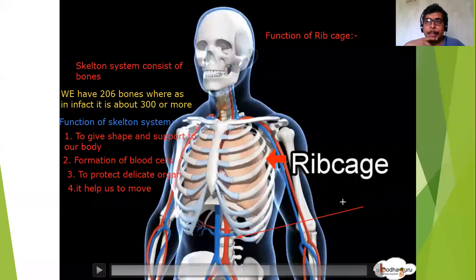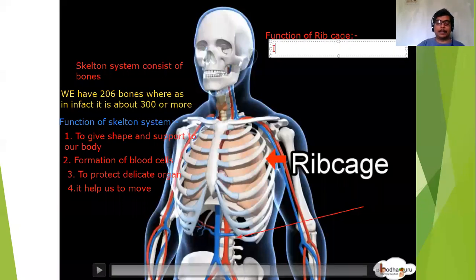Now, what is the function of the rib cage? The function of the rib cage is that it protects the lungs and heart. Okay, it protects the lungs and the heart.